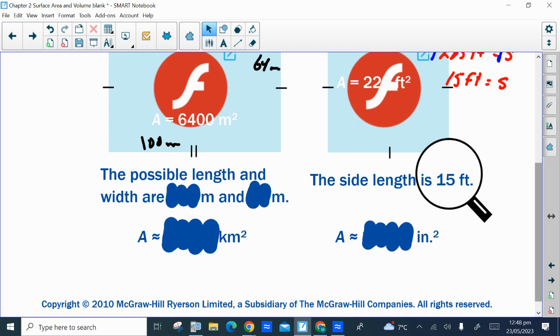Now, the other thing it asks us to do is to convert those dimensions into another area. So for the first one, the dimensions are 64 meters by 100 meters, and they want to know how many square kilometers that is. How many square kilometers is 6,400 square meters?